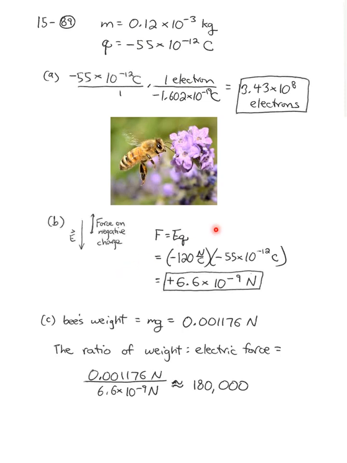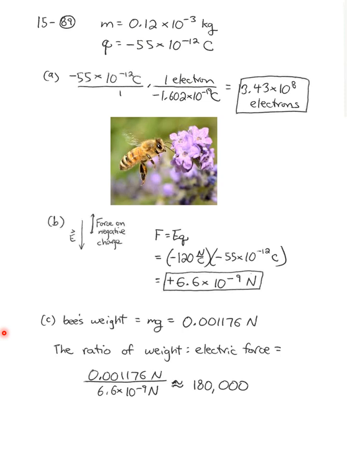So F equals EQ. We have the electric field given, negative 120 newtons per coulomb, and I call it negative because it's downward, times the charge, which is also negative, and it gives that upward force, just as I've drawn in the picture, of plus 6.6 times 10 to the negative 9 newtons. So this bee, having acquired these extra charges, actually has a bit of a levitation force, something that's going to lift it up, kind of like a buoyancy force. And now the next question essentially asks, is it a negligible force? Is it worth anything compared to the bee's weight?